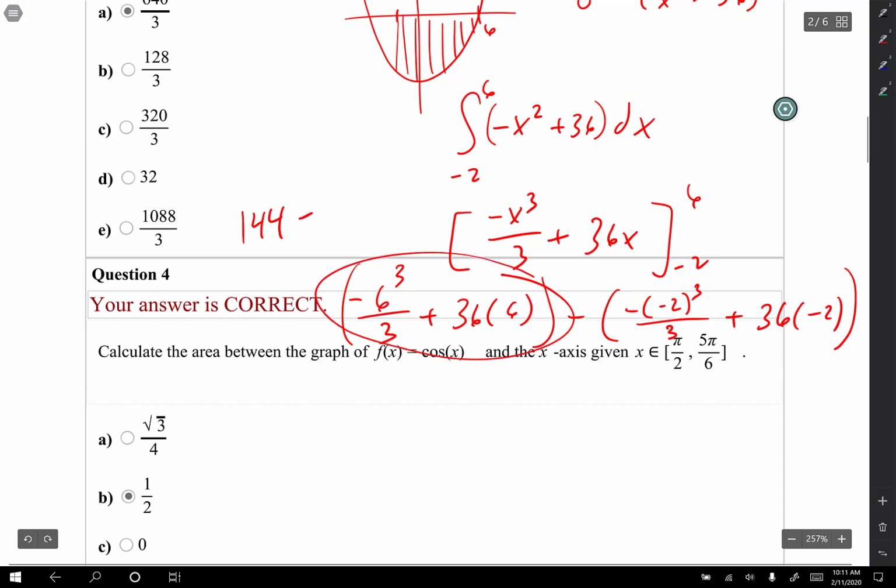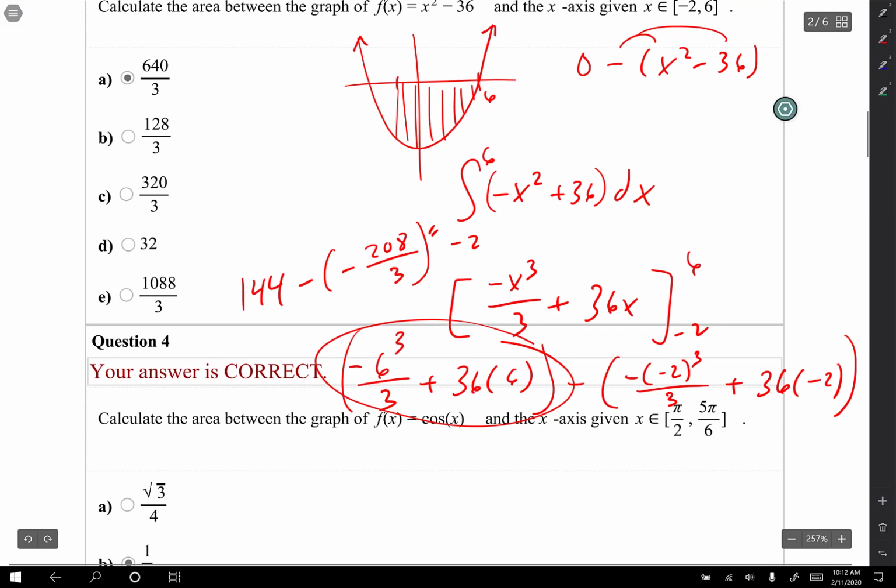And then, let's see what I get on the other one. -2 to the third divided by 3, 36 times -2. And I get -208 over 3. So 144 minus that. And when I do that, I get 640 over 3. Hopefully that all made sense, guys.